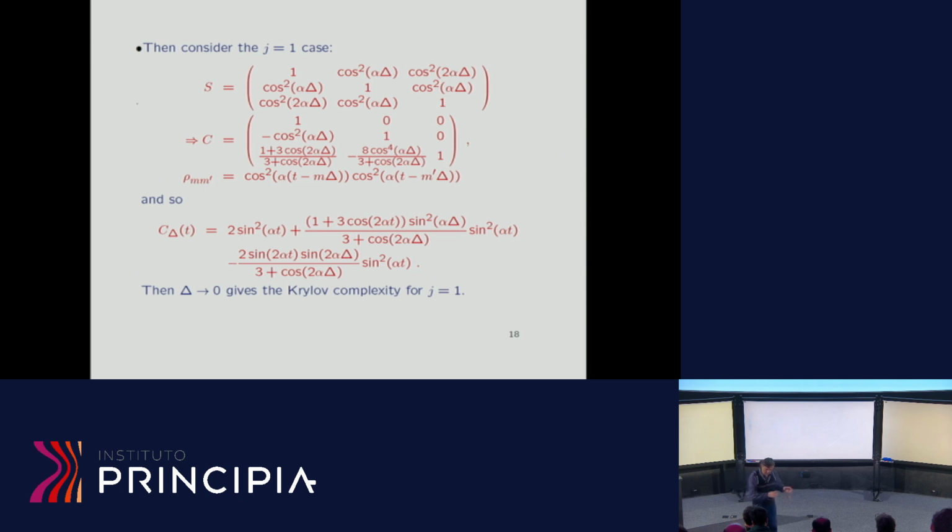So this is an explicit example in which we see that there's no singularity in the delta going to 0 procedure. It's smooth, and the result at delta equal to 0 is obtained just by taking it smoothly to 0.